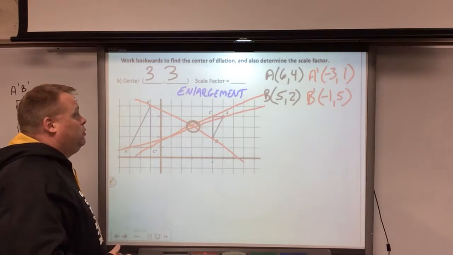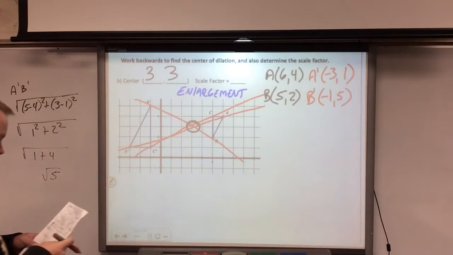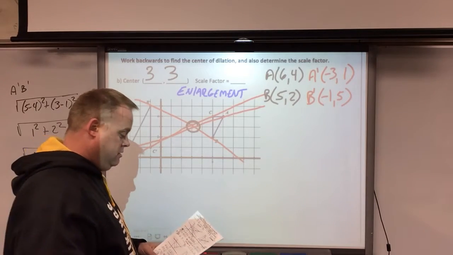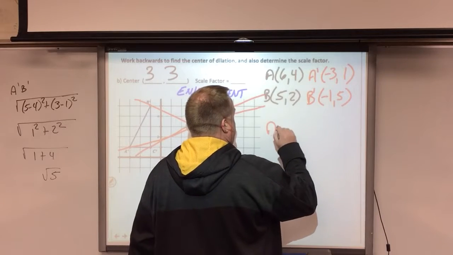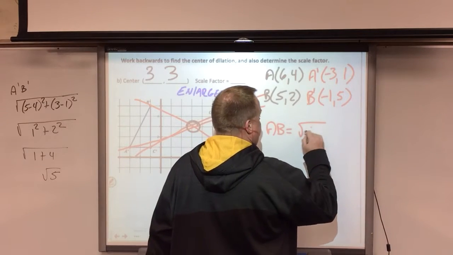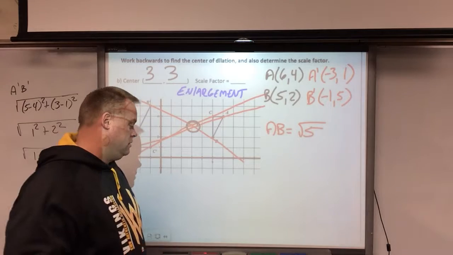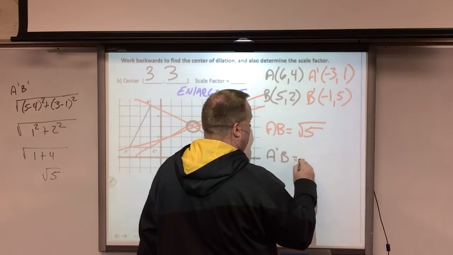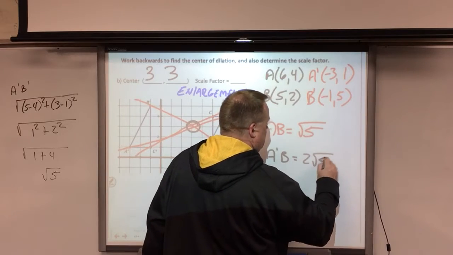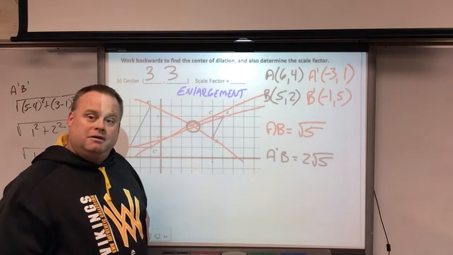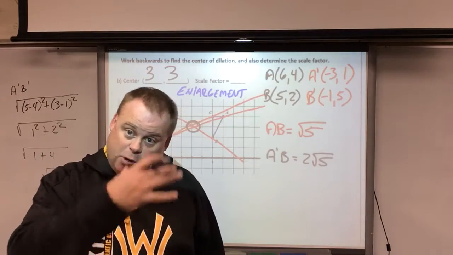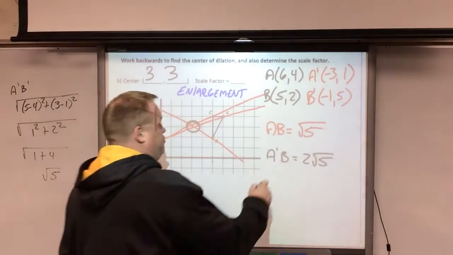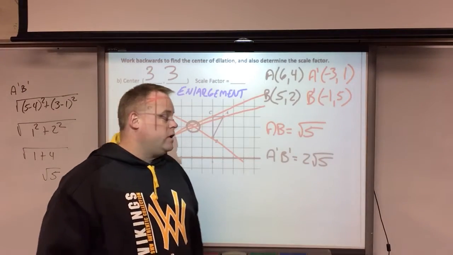From here, plug them into the distance formula. From AB, the distance of AB is going to be the square root of 5 again. From A prime to B prime, your distance is going to be 2 square root of 5. I picked the same because I wanted you to see how it changes. Okay? So from A prime to B prime, 2 square root of 5.